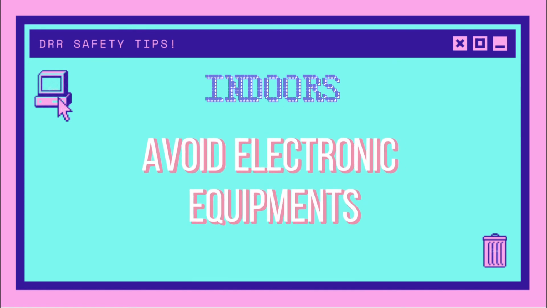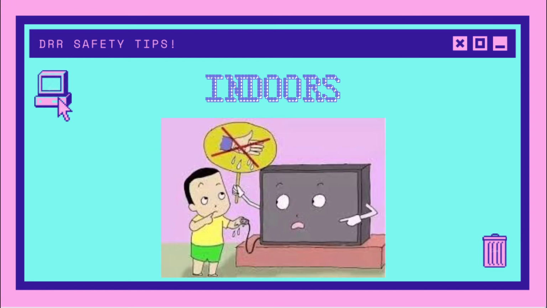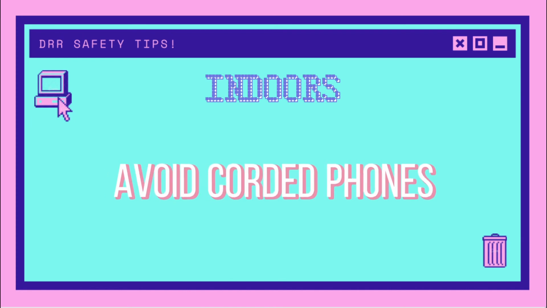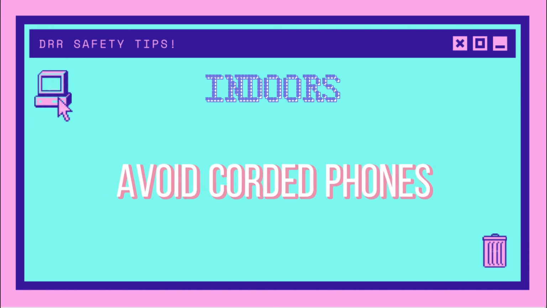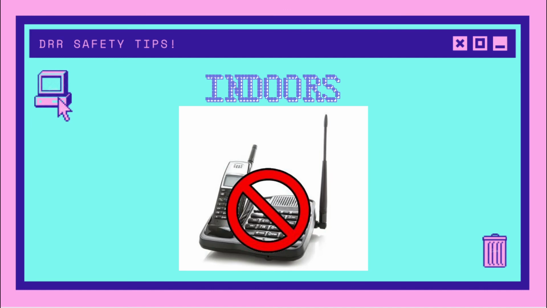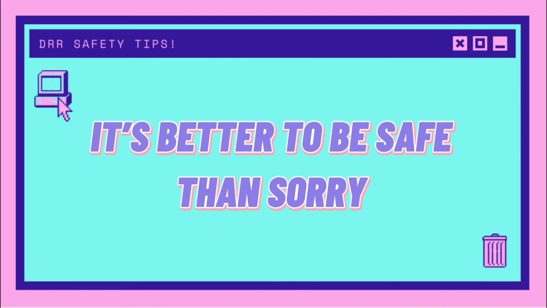Avoid electronic equipment of all types. Lightning can travel through electrical systems and radio and television reception systems. Avoid corded phones. However, cordless or cellular phones are safe to use during a storm. Learn and follow these safety rules to keep yourself safe from lightning.